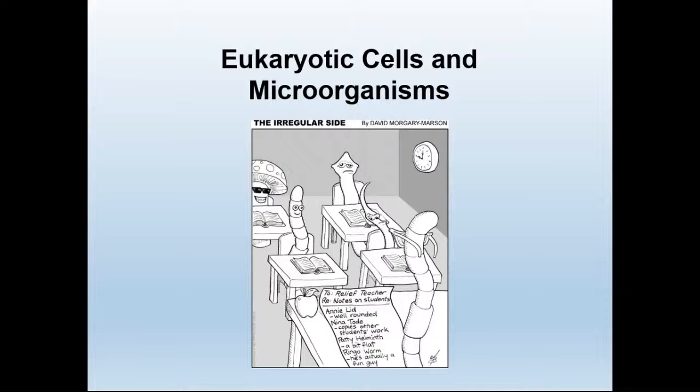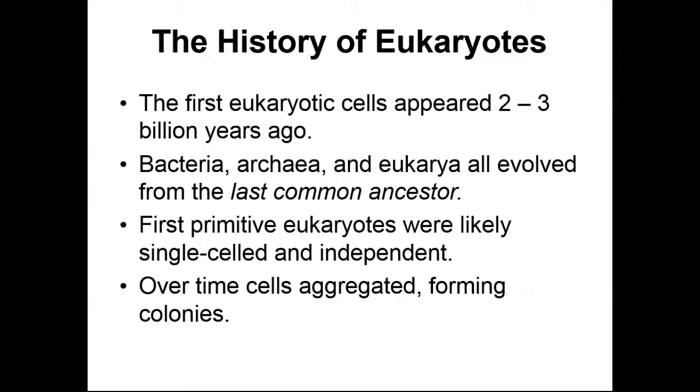Hey class, in this presentation we are going to start talking about eukaryotic cells, particularly the organelles within a eukaryotic cell. So let's talk about eukaryotes. To review briefly, a eukaryote is a cell that has a nucleus, or a true kernel. It's believed that a eukaryotic cell appeared about 2 to 3 billion years ago, BYA.